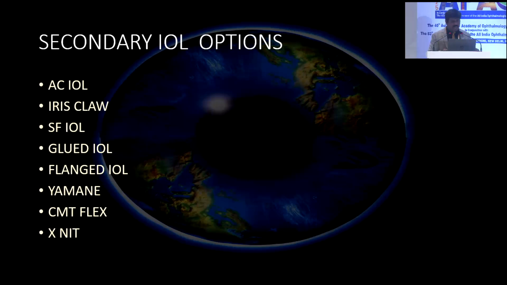There are many ways to skin a cat, and for the secondary IOL, there are many options, and I would like to say that it depends upon the amount of capsular support or the nil capsular support. You can select any of these, and whichever technique is good in your hands, I would suggest to go for it. Anyway, I'll be talking about only 3 techniques over here. But you have the AC IOL, the iris claw, the scleral fixated lens, Professor Amar Agarwal's glued IOL, the flanged IOL technique, the Yamane technique, Dr. Nivian's CMT Flex, and XNet from Aravind Eye Hospital.